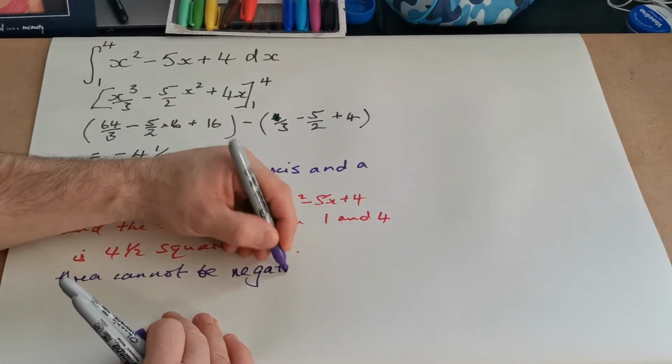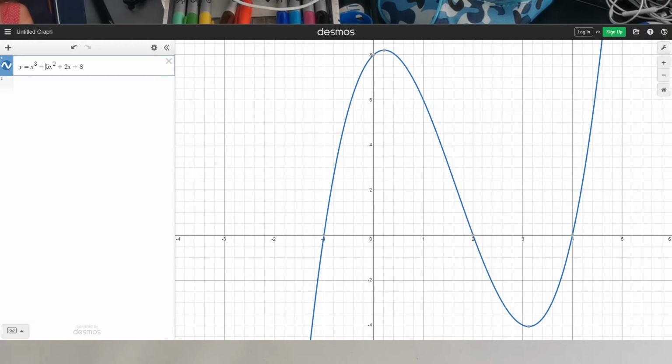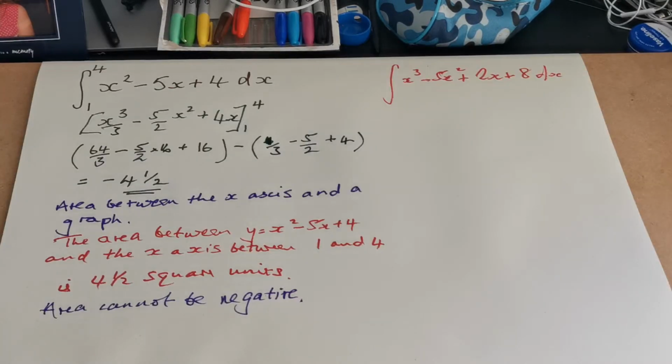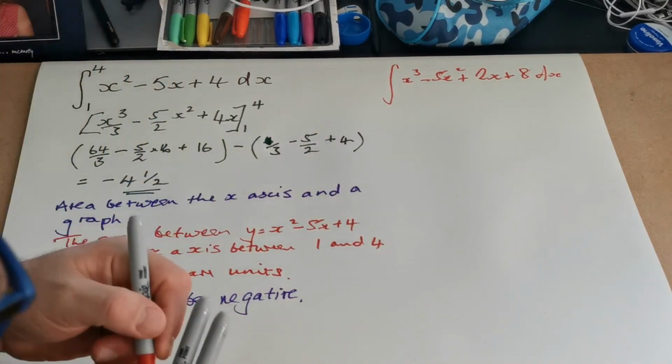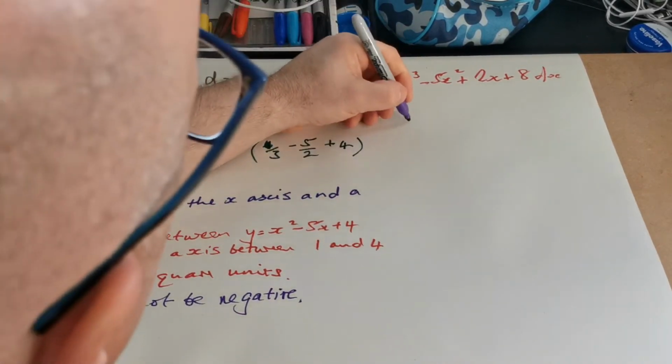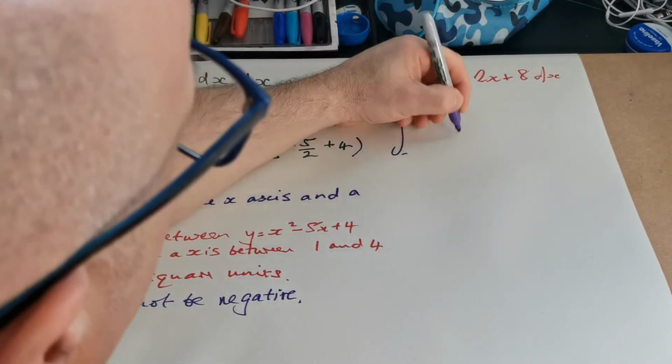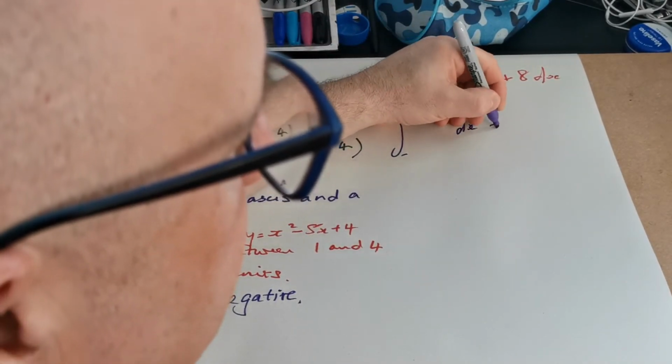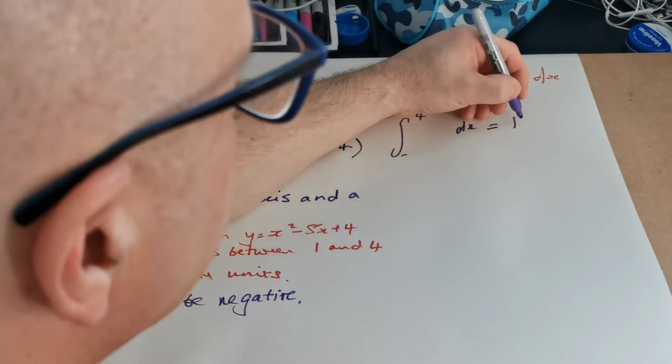Now if I was to have a look at this next graph, which is y equals x cubed minus 5x squared plus 2x plus 8, you can see that there are two areas bounded by the x-axis, one between minus 1 and 2 and one between 2 and 4. So if I was to do this integration all in one go, the integration between minus 1 and 4, I get an answer of 10 and 5/12.